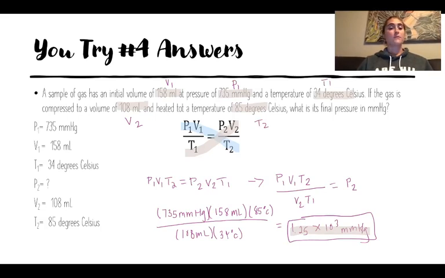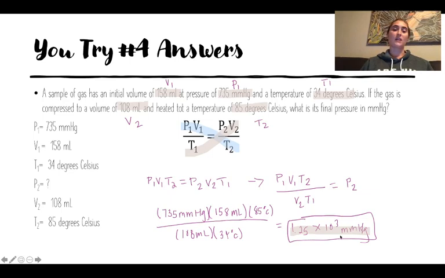Okay, so here are the answers. I went ahead and filled in all of your variables for you. We are solving for P2 here, so we need to ensure that we isolate P2, and you'll see that I rewrote the equation for you. P1 V1 T2 over V2 T1 is set equal to P2, where I plug in all of our variables, and I get an answer of 1.25 times 10 to the third mmHg.